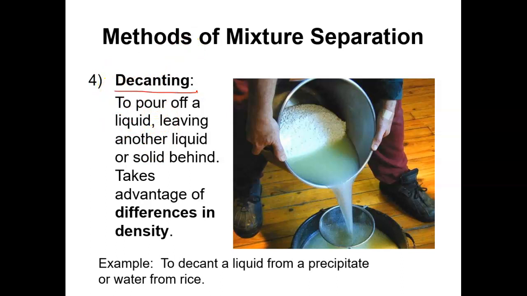Another one is decanting. It's to pour off a liquid, leaving another liquid or solid behind. If you have grease and water, like when you're trying to make gravy, you have this decanting. When you bake a turkey, you can decant it, and get all the grease on top, and you have all the good juices on the bottom to make a gravy with if you're making your own gravy. That's decanting, to pour off.